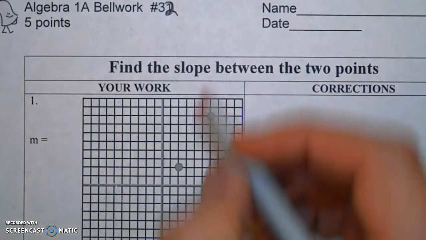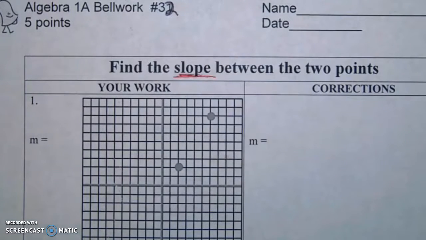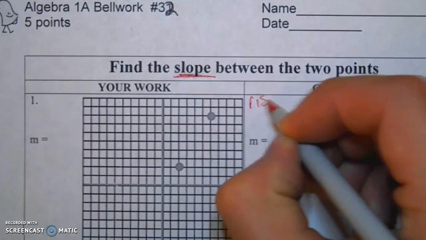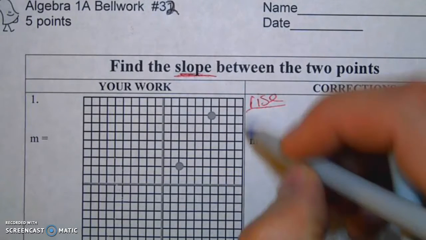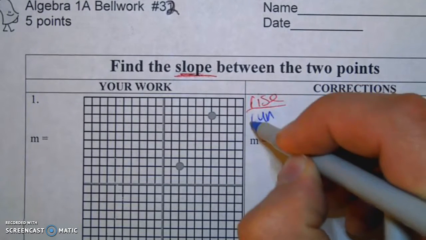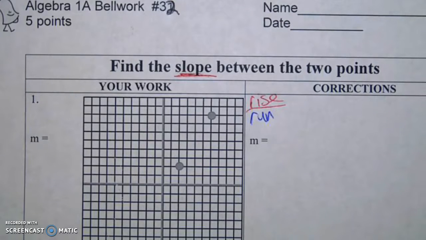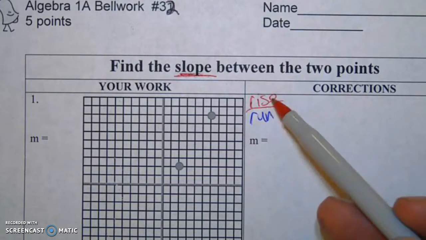So on this one we're finding the slope, so we've got to remember what we did last time on the Bellwork, the fact that slope is the rise over the run, and we're looking at a fraction, not a point. So it's not an XY coordinate we're looking for, it's a fraction. It just tells me the rise and the run.